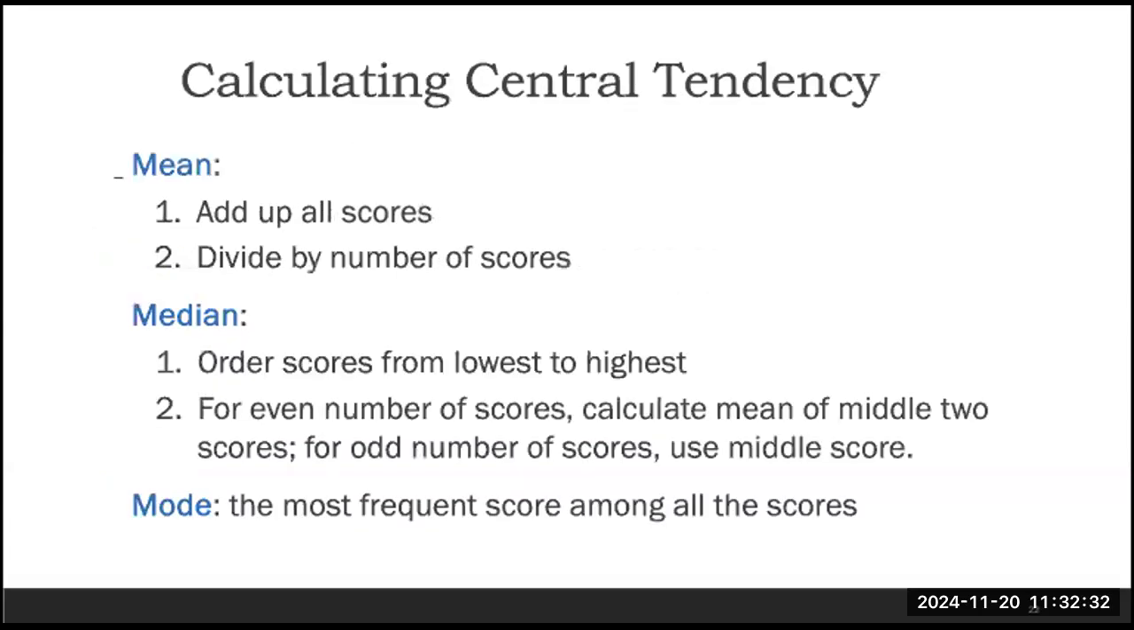Okay, so let's do a review of how you would calculate it. Remember, for mean, you just add up the scores and divide by the number of scores. For median, you would order the scores from lowest to highest, and then you would pick the middle score. If there's an even number of scores, you're going to take the average of the middle two scores. And then mode, it's simply, again, you would order it and then just find the most frequent score among all the scores.